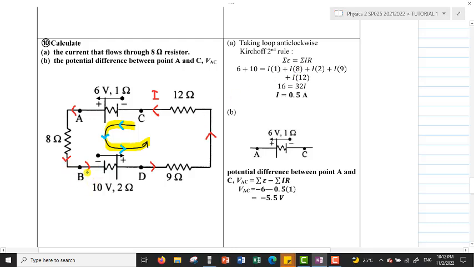And then we have the current flowing through the internal resistance 2 ohm, so we have I multiplied by 2. And then the current will pass through the 9 ohm resistor, so we have plus I multiplied by 9, and then the current will again pass through the 12 ohm resistor here, so we have I multiplied by 12. The I will be positive because the direction of current flow is the same as the direction of the loop. Then we solve the equation, and we will get the current is 0.5 ampere. I hope you get the same answer. Alright.